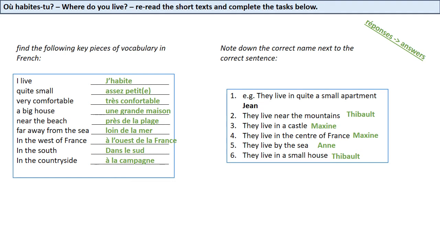And then our answers for the next task. They live in quite a small apartment. The example there was Jean. Number 2, they live near the mountains, and the mountains that he lives near are the Alps, and that's Thibaut. Number 3, they live in a castle, that's Maxine. Number 4, they live in the centre of France, again Maxine. Number 5, they live by the sea, which is Anne. And then last but not least, they live in a small house, that's Thibaut.